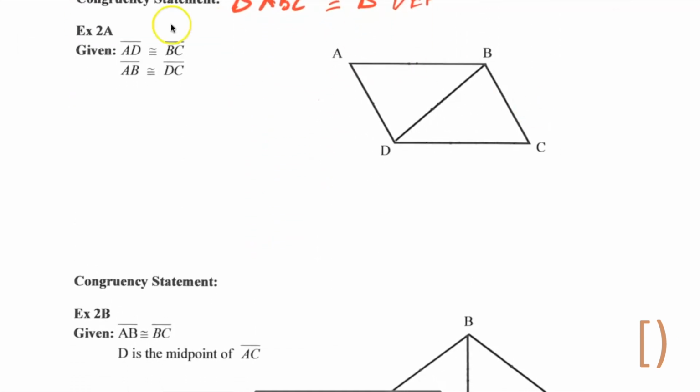In this example, they're letting us know AD is congruent to BC, and AB is congruent to DC. So I'm going to mark it off. I'm going to do a different marking in this case. So AD goes with BC, and AB goes with DC. Again, if they just tell us stuff like that, that's given.